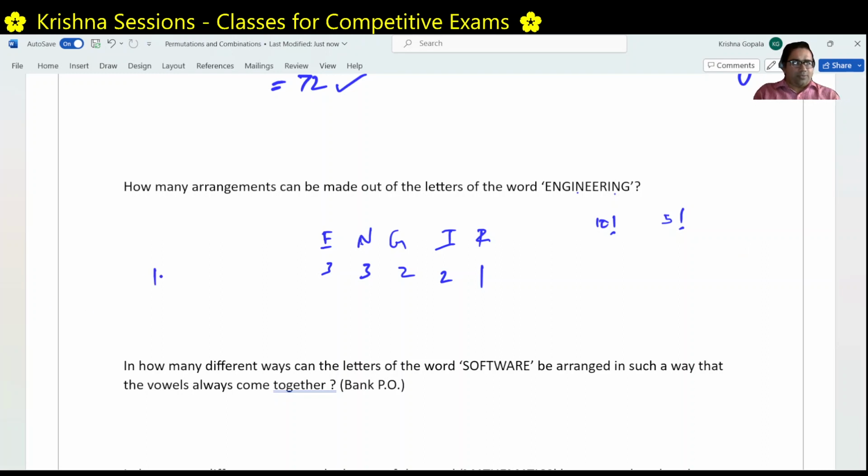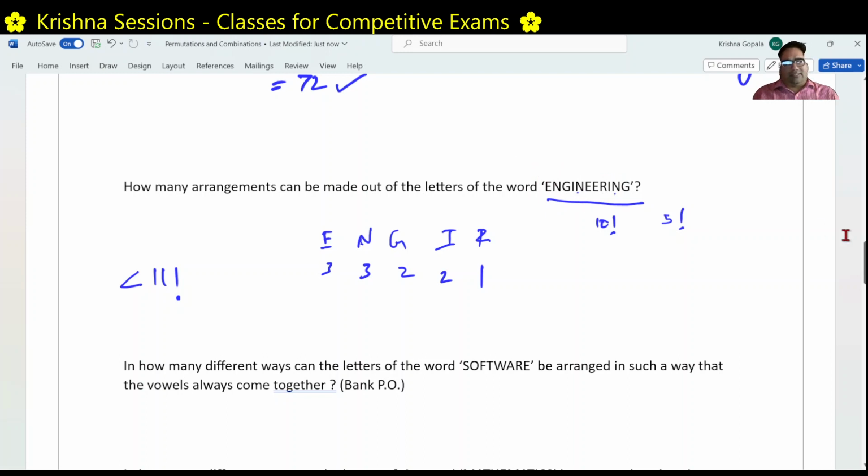11 letters. So please note, if you say directly 11 factorial, then this will definitely be wrong, because 11 factorial would be for when all the letters are different. When some of the letters are the same, then whether you put this E first or that E first, it doesn't matter, right? So it should be somewhat less than 11 factorial, because 11 factorial is the case when all letters are different.